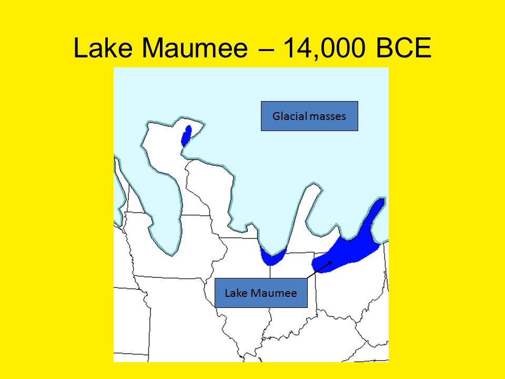This map depicts glacial Lake Maumee, which was a precursor of the present-day Lake Erie. The lake formed approximately 14,000 years ago, and its presence changed the geography of northwest Ohio, southeastern Michigan, and eastern Indiana.